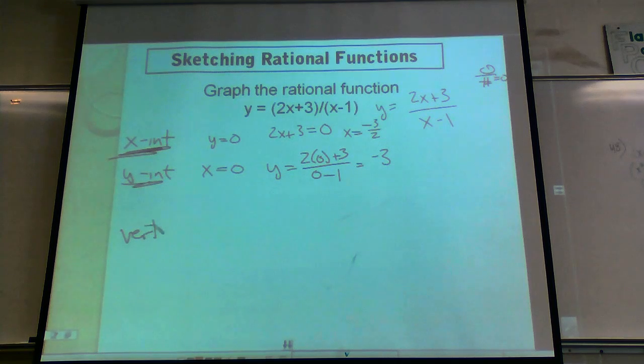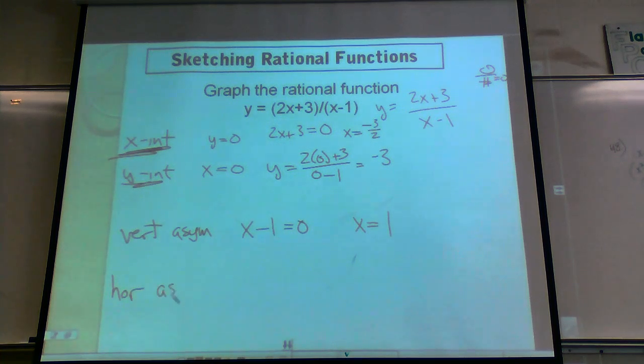All right, so the vertical asymptote here would be whatever makes the denominator 0. Take the denominator, set it equal to 0. So then my vertical asymptote is going to be at x equals 1.